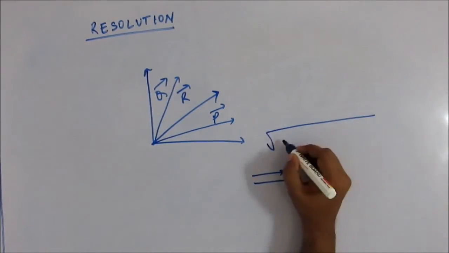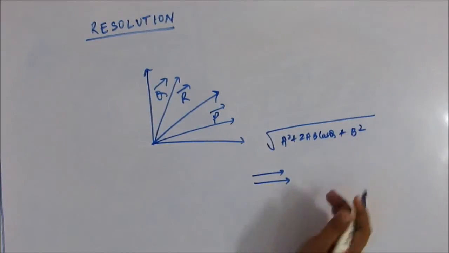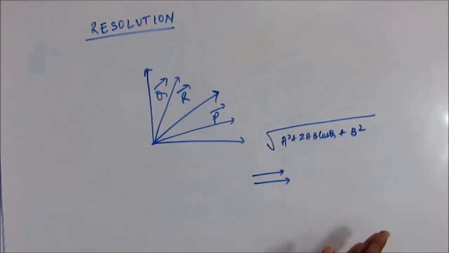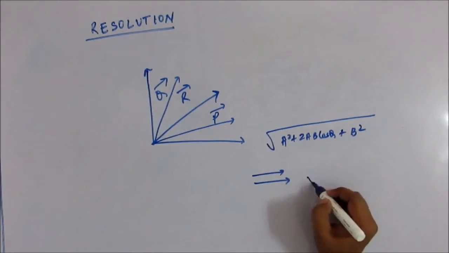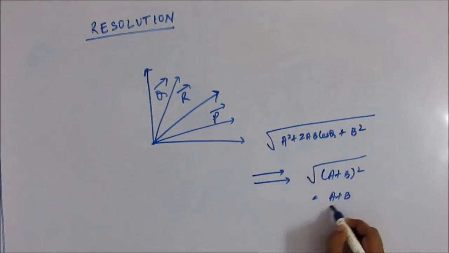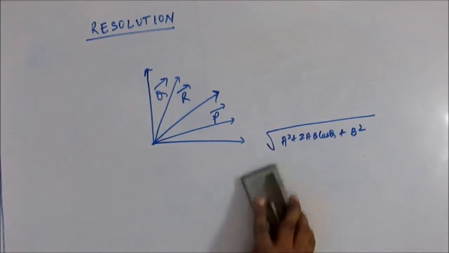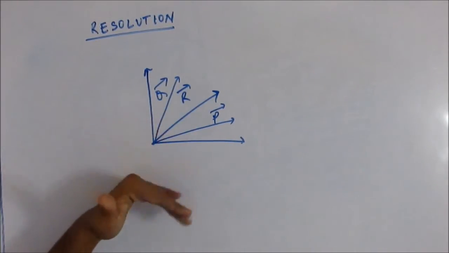The formula that we have studied is that the sum of 2 vectors is root over a square plus 2ab cos theta plus b square. When 2 vectors are parallel, theta is 0, so cos 0 is 1. It is root over a square plus 2ab plus b square. So basically it is root over a plus b whole square. It is actually a plus b simply. So the algebra becomes very easy. The algebra actually comes down to arithmetic. So this is the motivation to resolve the vector along x and y axis.